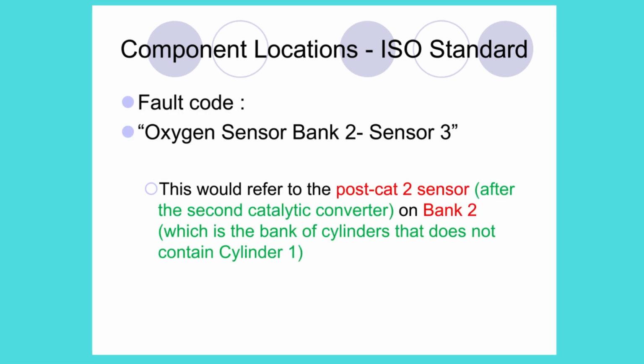The fault code oxygen sensor bank 2 sensor 3 would refer to the post Cat 2 sensor, after the second catalytic converter on bank 2, which is the bank of cylinders that does not contain cylinder number 1.